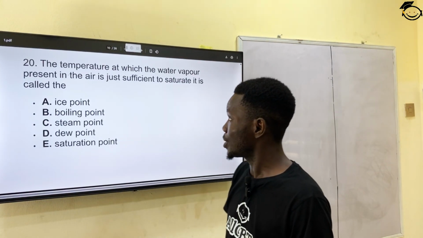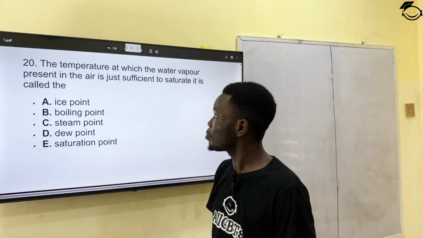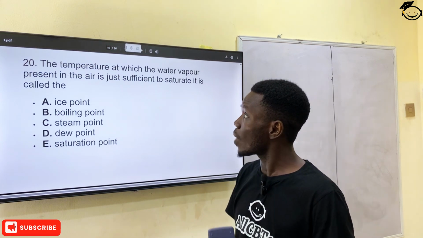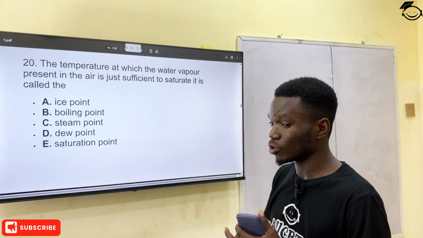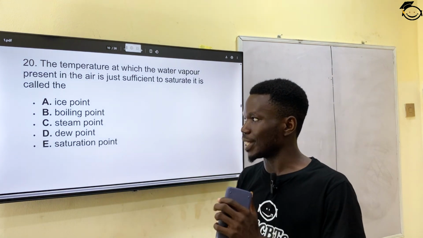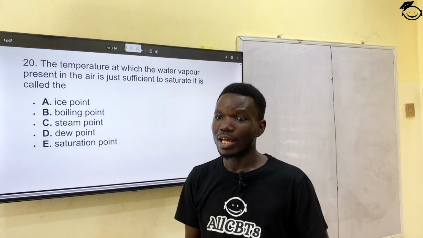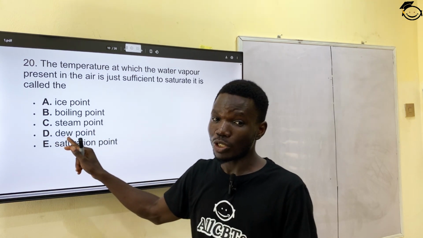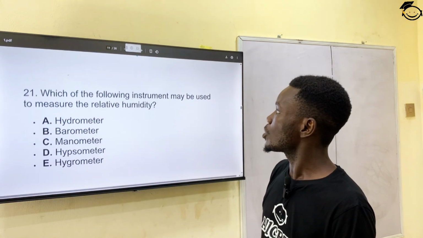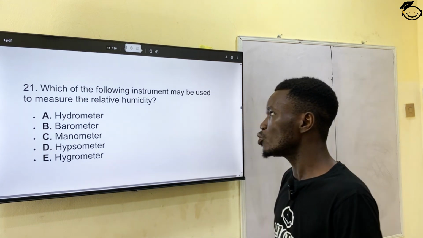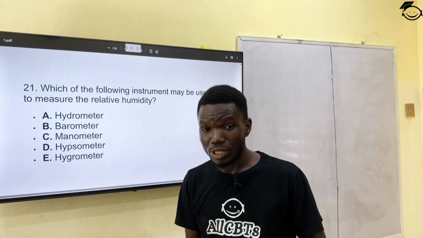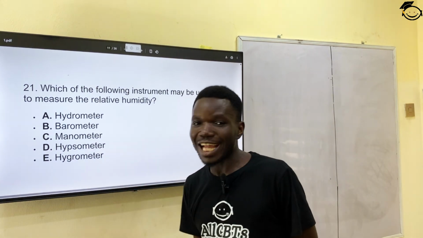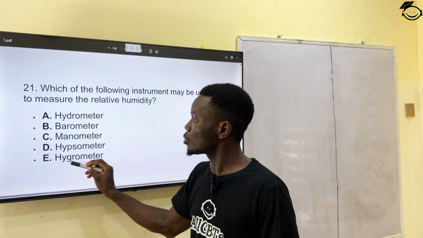Okay, that is also question number 20, which says the temperature at which the water vapor present in the air is just sufficient to saturate it is called dash. So the temperature at which the water vapor present in the air is just sufficient to saturate it is called the dew point. That is the point where your dew starts dropping. So that is option D. So that takes us to question number 21, which says, which of the following instruments may be used to measure the relative humidity? The relative humidity of any space can be measured using an instrument called the hygrometer, which is option E.